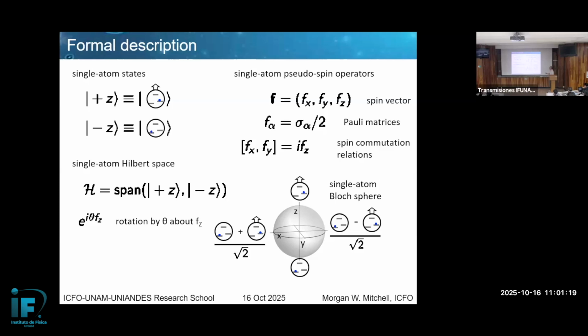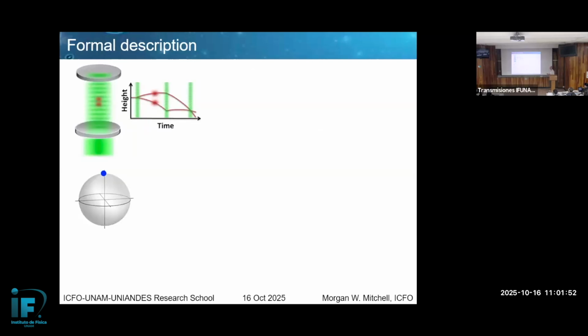The state that's here has Fz positive, and so it's up here. The state down here is Fz negative, so it's down here. These superpositions would have Fx either positive or negative, and that gives us a visual representation. It also connects us to rotations, because this operator, e to the i angle times Fz, is a rotation by that angle about the z-axis. And so a lot of the things we can do, we can understand in terms of rotations on a sphere.